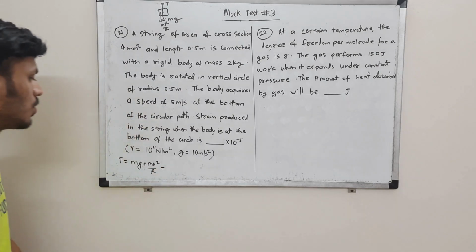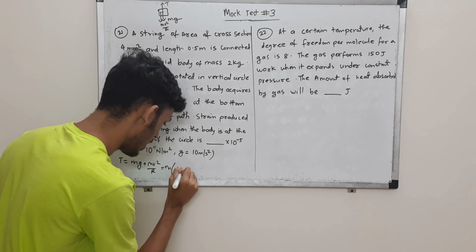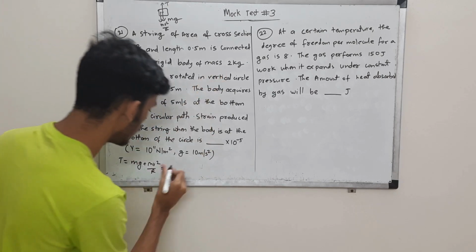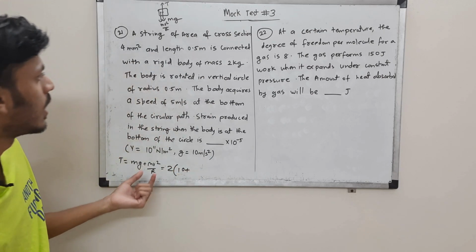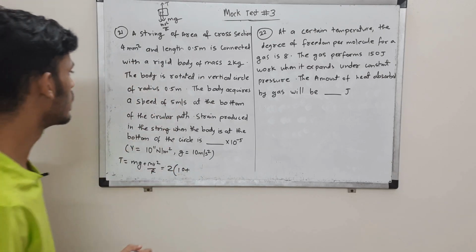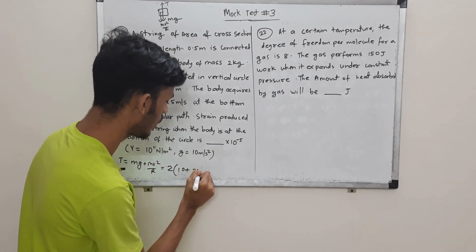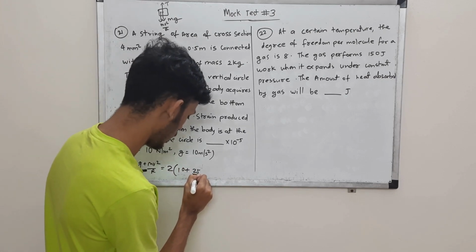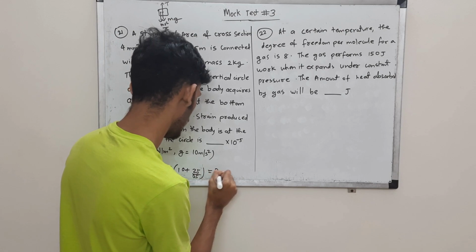If you see, m we can take common, g is 10. Now let us directly do it. m common and it is 2 in value. g is 10. v square, if you see, velocity is 5 at the bottom. So 5 times 5 is 25, and that divided by r. r is 0.5, the radius or the length.